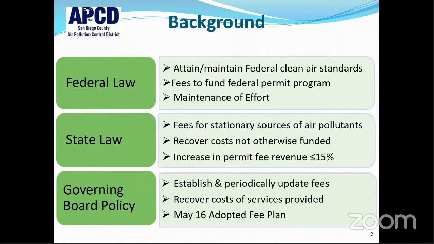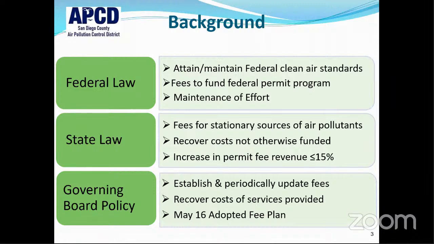Federal law requires the APCD to collect and update fees to fully fund the federal Title V permit program under the Clean Air Act. Additionally, federal law requires a maintenance of effort, which means the APCD's expenditures of non-federal funds may not be less than in the previous year. The district must maintain its efforts.